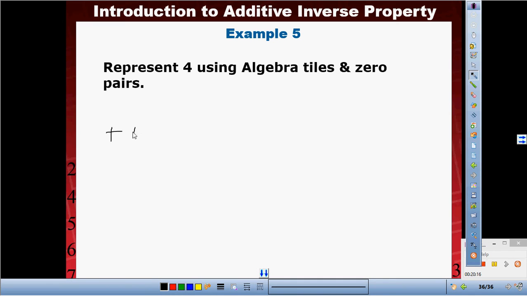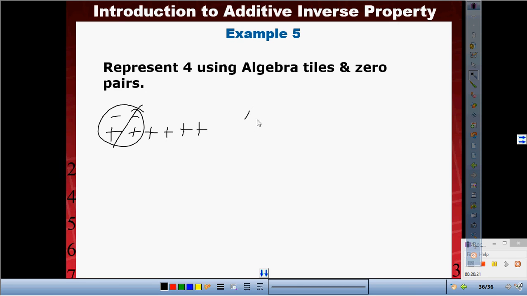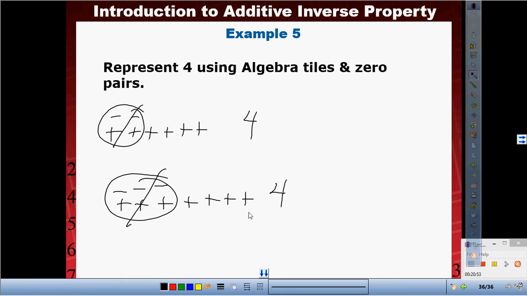6 positives, 2 negatives. 1, 2, 3, 4, 5, 6. 2 negatives. Circle this. And we're left with positive 4. Does everybody agree? Okay, pass it to someone. One more example. Natalia. Three negatives and 7 positives. 4, 5, 6, 7. Does that represent 4? Yes, right? Okay.